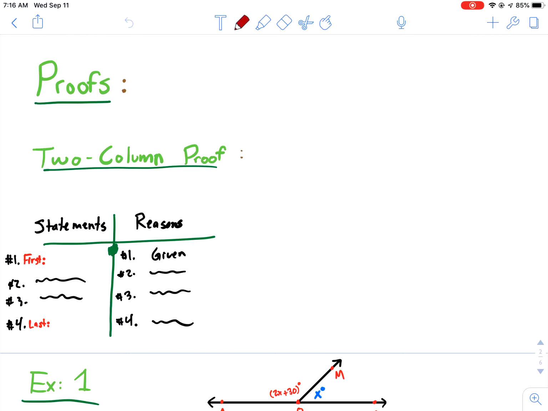Hello, Geometry Otters. We're going to be talking about proofs today, especially the two-column proof. We're picking up where we left off with chapter 2.5.